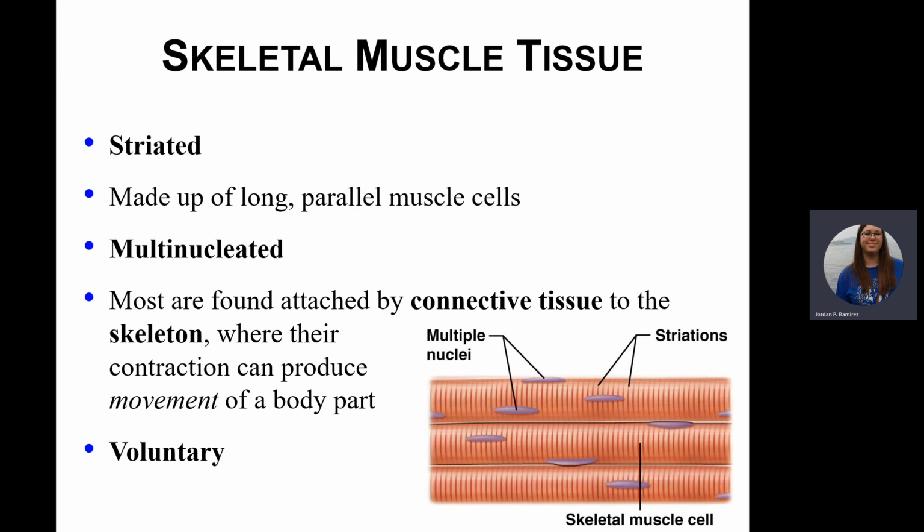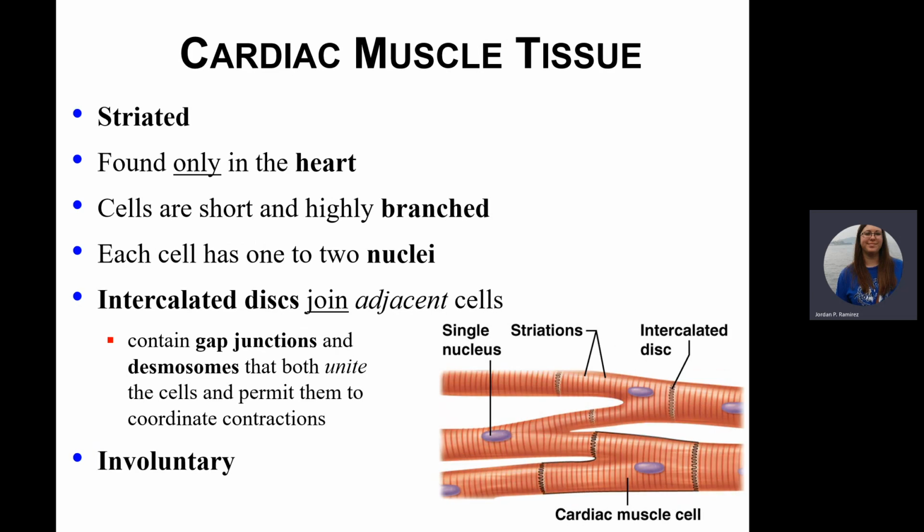That means you have to think to your bicep, okay, move now, move now. You don't have to rely on automatic functions to do it. You can actually think, oh, okay, I need to move my arm. All right, so cardiac muscle tissue, again, it is also striated. So again, it has those little lines on there, and it is found only in the heart, hence the name cardiac muscle tissue. So these cardiac cells are highly branched, so they kind of Y or V off.